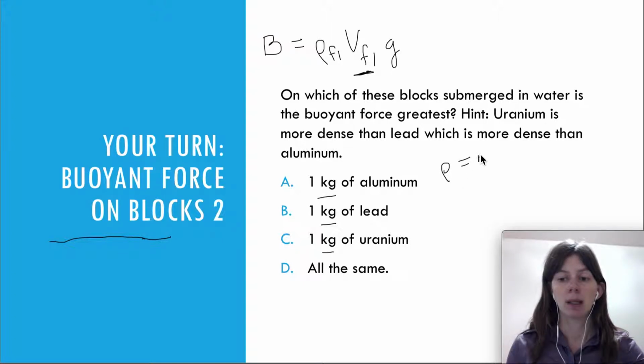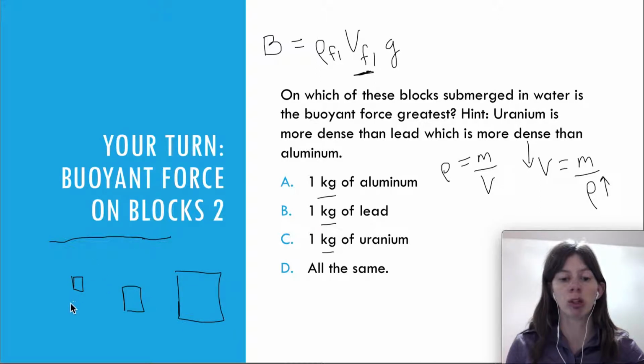Remember, density is mass over volume. This means that volume equals mass over density. So the bigger the density, the smaller the volume, right? Because it's more condensed, it's going to take up less volume for the same mass. So if uranium is the most dense, that means uranium is going to be the smallest, and then lead, and then aluminum. And I'm not drawing these to size. This is uranium, this is lead, and then this is aluminum. So can you see that aluminum is the one that would have the greatest buoyant force because it's the biggest.